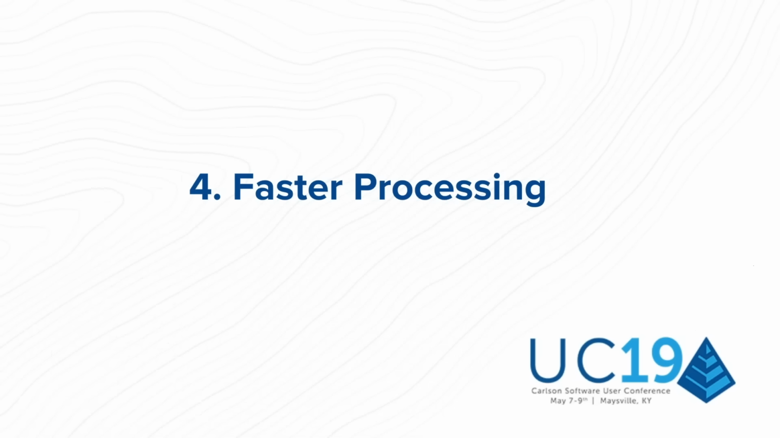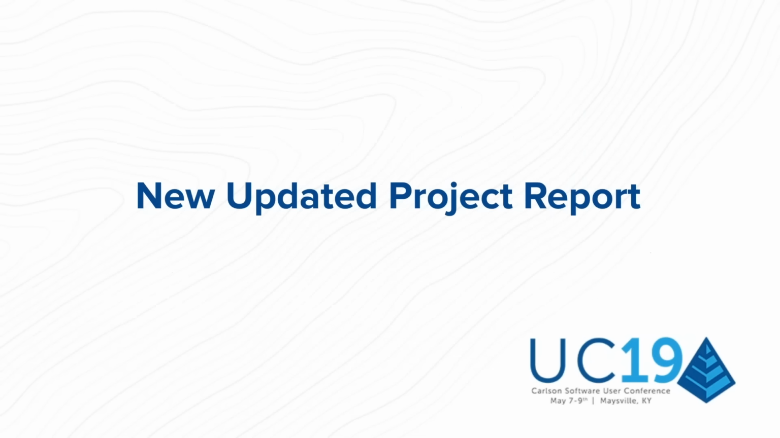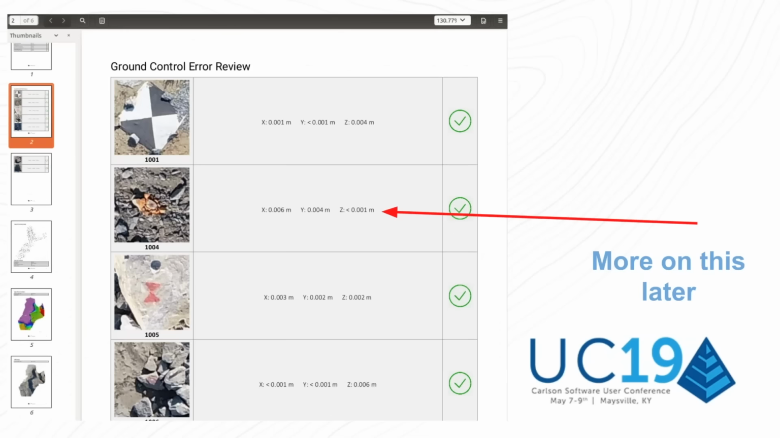The last couple things that are new is faster processing. Everything's distributed now and it goes much, much faster. And there's also a project quality report. So you can identify everything that's going on in your project that you process, validate the accuracy, etc.